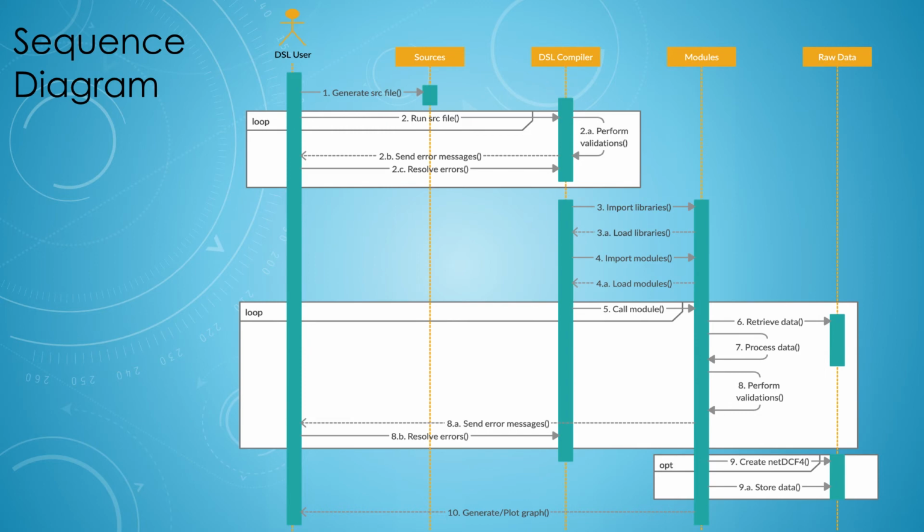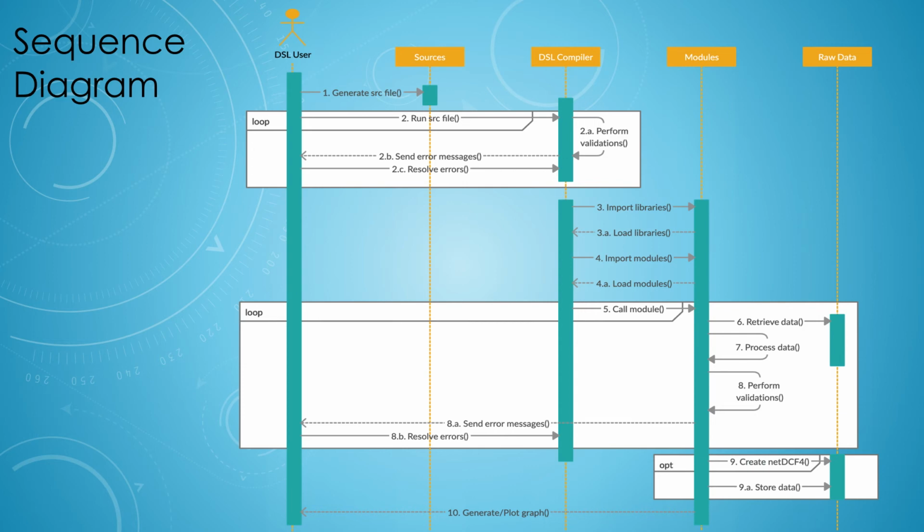this is a sequence diagram. As a user, you will create a source file based on the syntax, and then you will run the source file against the DSL compiler. The DSL compiler will check whether there are any syntax errors or validation errors. If there are any errors, it will throw meaningful error messages. Based on the error messages, the user has to correct those errors in their source file and run it again.